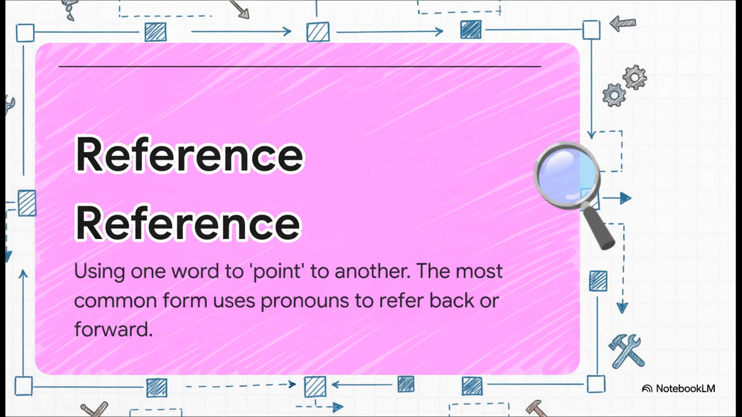So reference. You use this one all the time without even thinking about it. You ever notice how much we use words like he, she, it, or this? That's reference. It's just using one word to point to another, and it's what saves us from having to say the same noun over and over and over again.